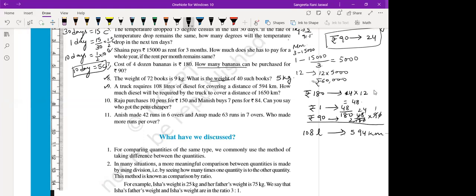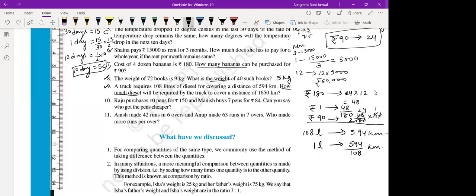No, beta, I have to find the diesel. How much diesel is required? Okay, ma'am. Now see, in 108 liters, the truck runs 594 kilometers. That means in 1 liter, the truck will run 594 divided by 108 kilometers.